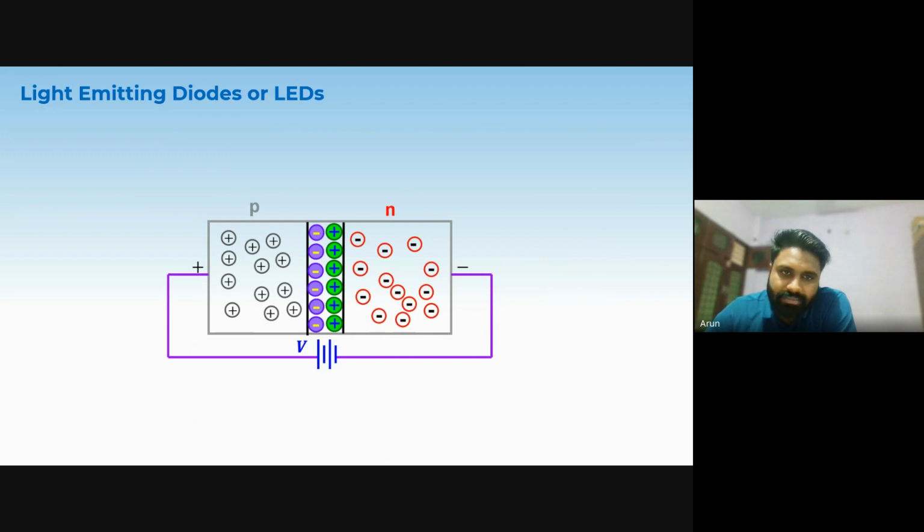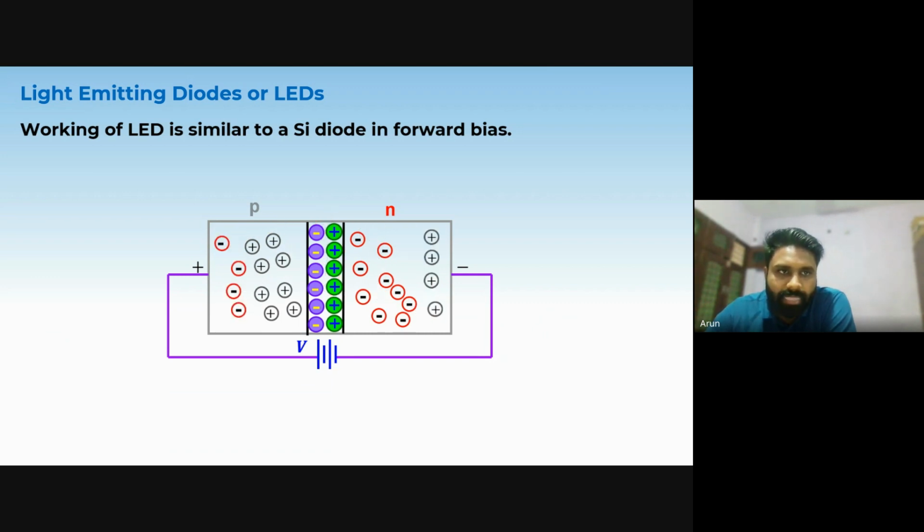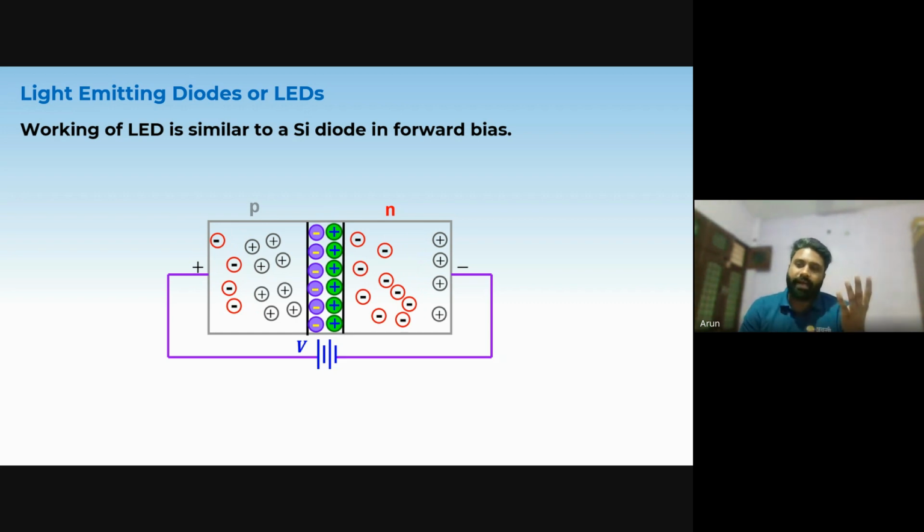So what will happen? This is the depletion region. This is the P type semiconductor. This is the N type semiconductor. Then these are heavily doped. It is very similar to the working of the silicon diode. The only difference is when the electron and hole recombine with each other, they go into a very high energy state, and when they come back, they emit a certain amount of radiation, which is exactly equal to the radiation of visible light, and that is why we are able to see the color.